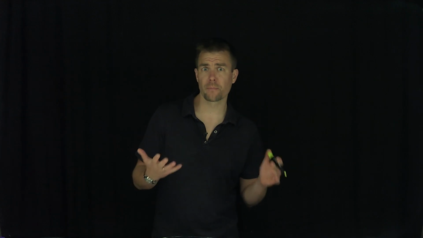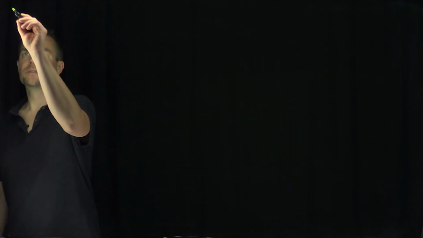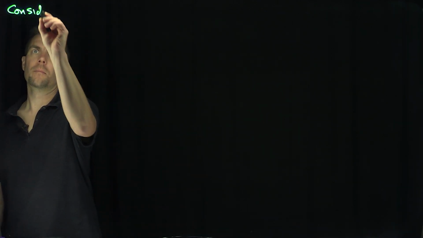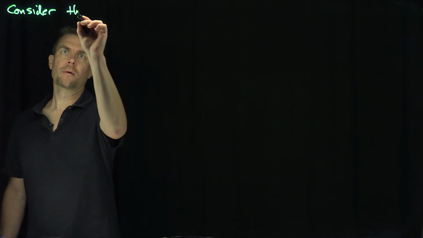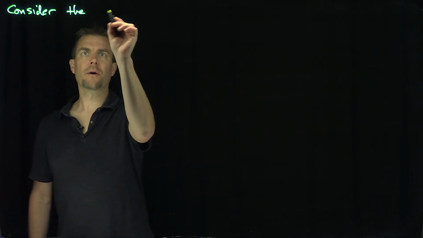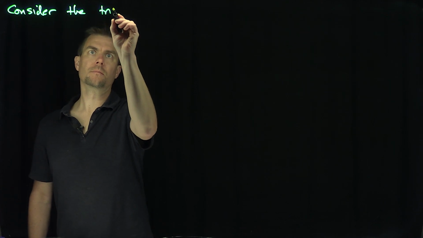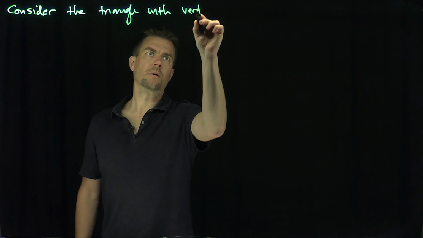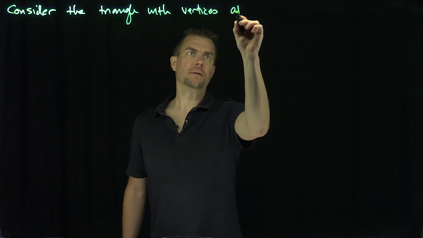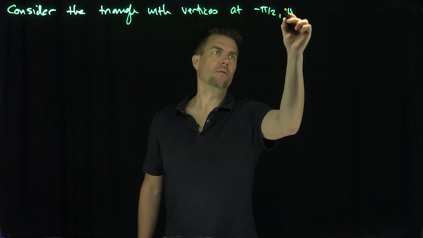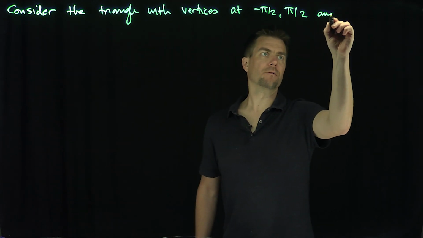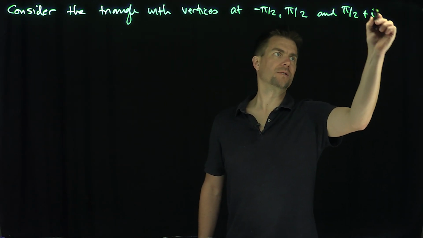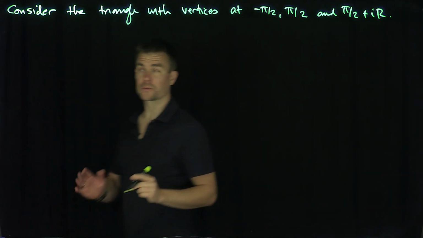Hello students, in this video we'll show that sine of z as a conformal map is a degenerate version of our Schwarz-Christoffel mapping. Let's consider the following triangle with vertices at negative pi over 2, pi over 2, and then pi over 2 plus iR. Okay, so I have a triangle with those vertices over here.